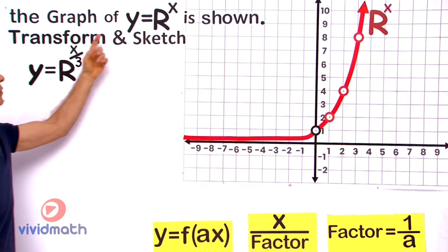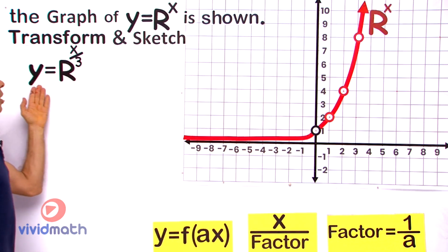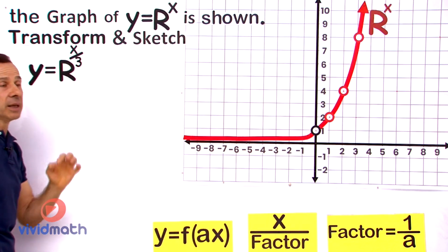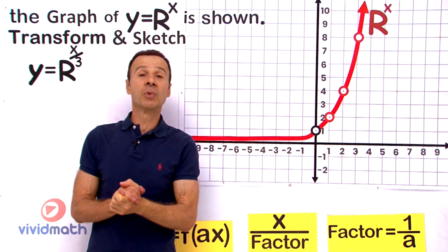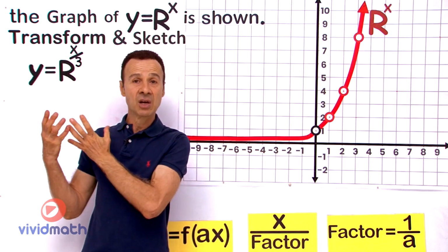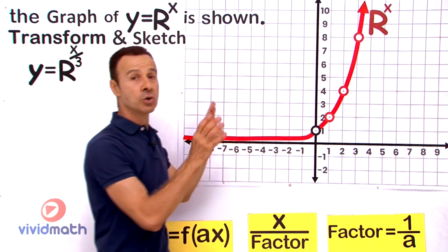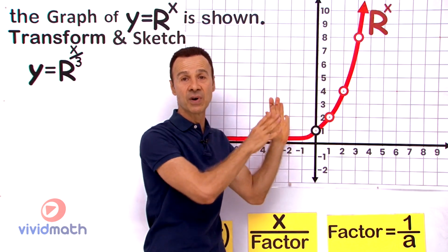We have the graph of y equals r to the x shown. Transform and sketch y equals r to the power of x on 3. Now we're going to take it in two simple steps. The first thing is we're going to determine what the coefficient a is so we can find the scale factor. And the second thing is we're going to apply that scale factor to this curve and see how much further or closer it is to the y-axis or vice versa.